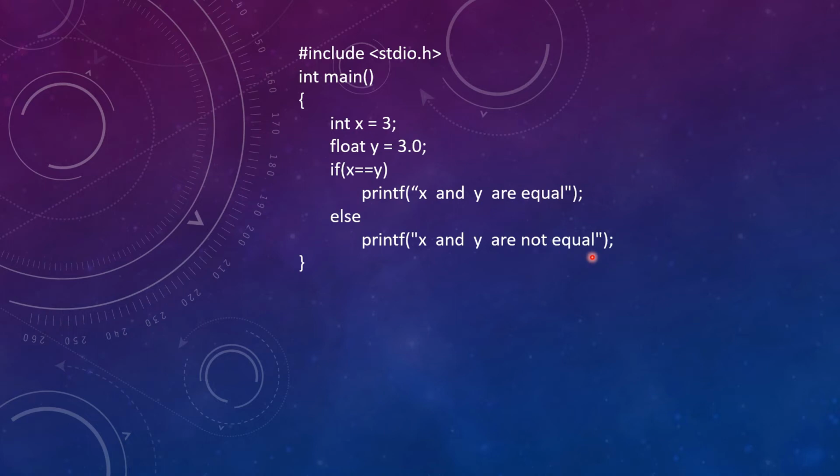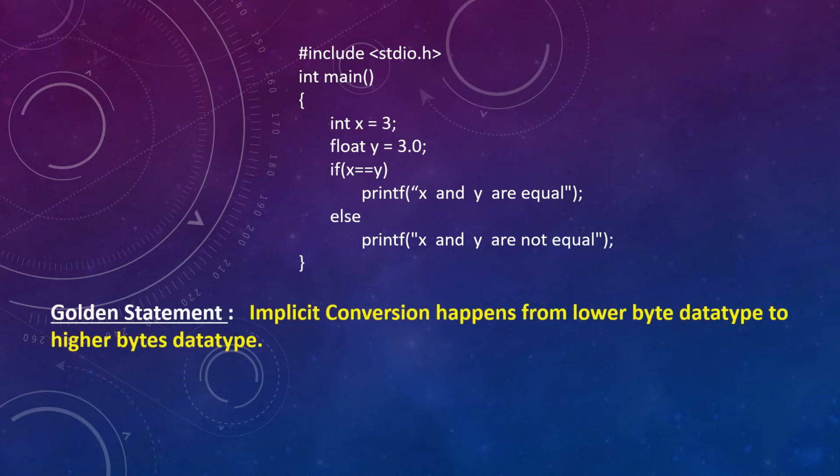Those of you who have received your answer as x and y are not equal, I must tell you that you are absolutely wrong. And why is it so? Let me give you a golden statement here. So this is the golden statement. Implicit conversion happens from lower byte data type to higher byte data type.